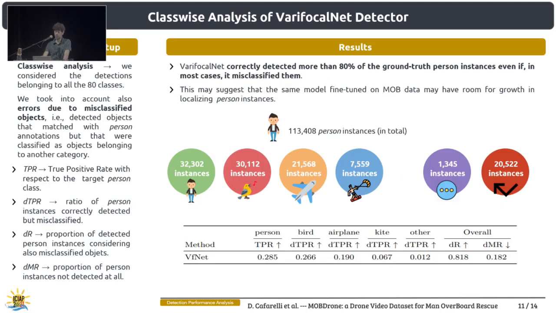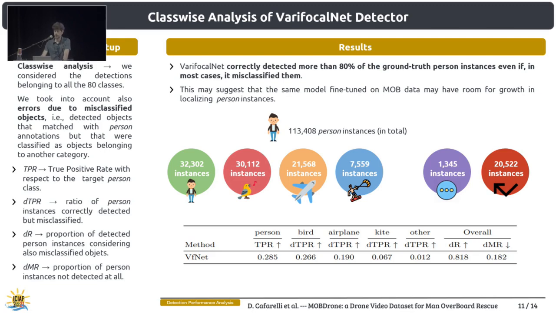Finally, I would like to show you a class-wise analysis that we performed using the best detector, that is the Varifocal network. And in this case, we considered all the detections belonging to all the 80 classes, and we took into account also errors due to misclassified objects. That is, detected objects that matched with person annotations, but that were classified as objects belonging to another category.